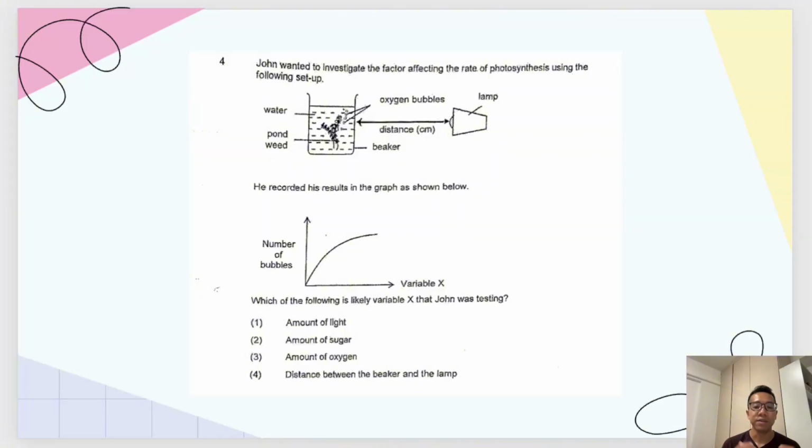So the most likely answer here is amount of light, which is true because as mentioned earlier, if you were to increase the amount of light, the rate of photosynthesis would also increase. Why? Because the plant will get more light. As the rate of photosynthesis increases, the number of bubbles also increases to a certain extent, and this rings true to the graph you see here. So for question number 4, the answer is option number 1.